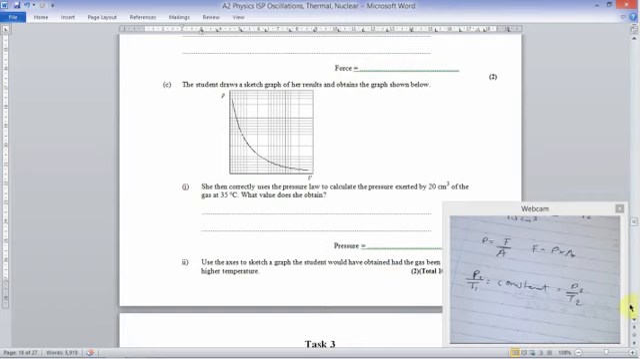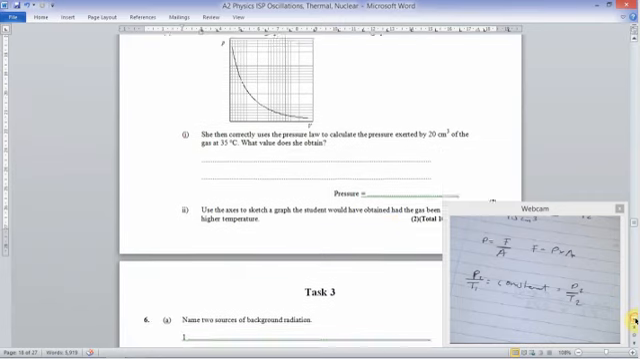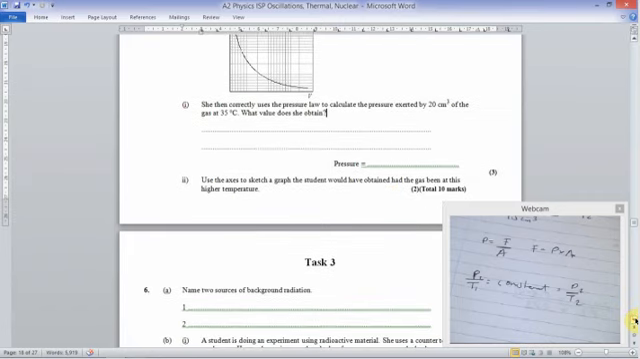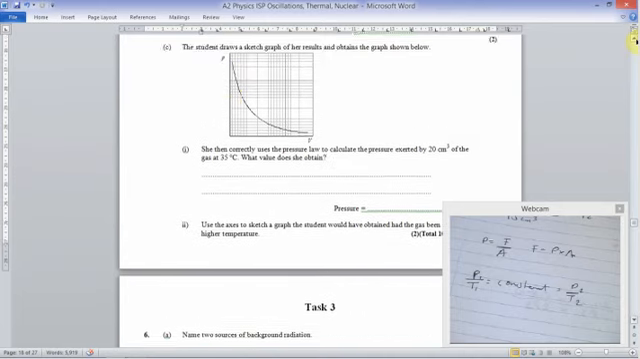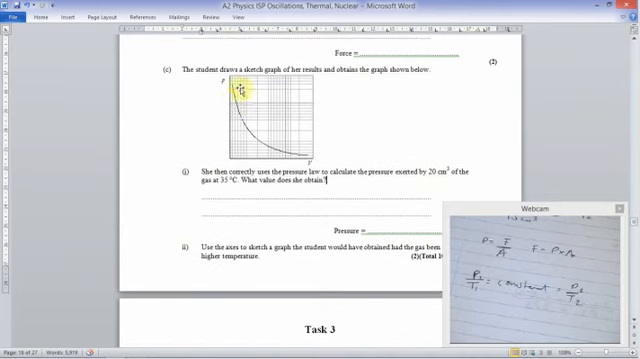Use the axes to sketch a graph a student would have obtained had the gas been at this higher temperature. So it's going to be similar to this one, but it's going to be above. At the end, it's going to be very similar, but at the start, there's going to be a higher pressure due to the fact there's a higher temperature. It's going to be above all the way with a similar shaped curve.